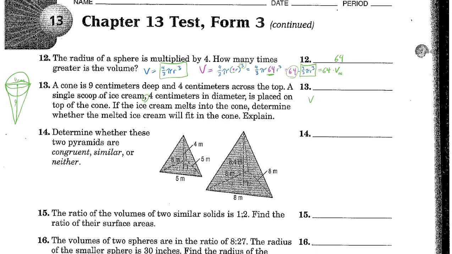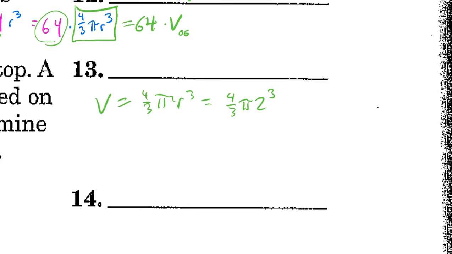Anyways, volume of the sphere, 4/3 pi r cubed. You're given the r, right? The diameter is 4, so the radius is 2. So 4/3 pi 2 cubed. Let's zoom in a little. This is the sphere. And so that's 8 times 4. That's 32 pi thirds is the volume of the sphere.